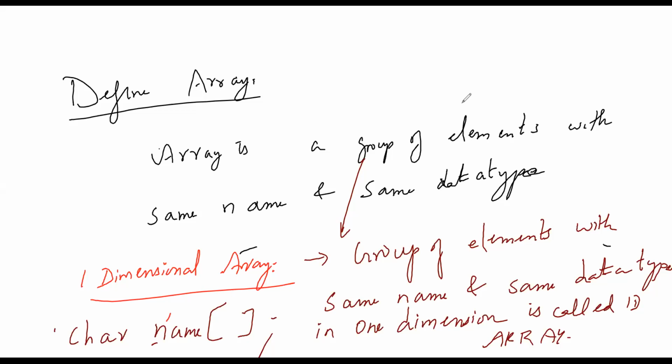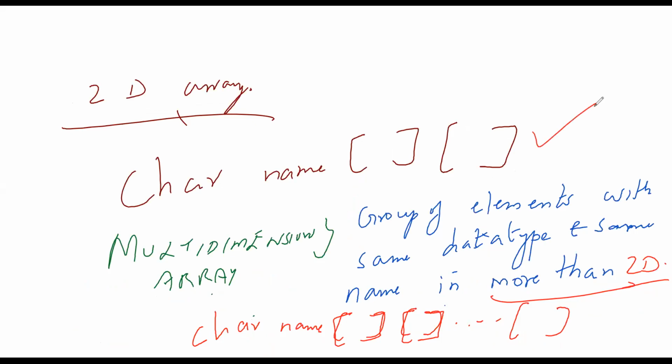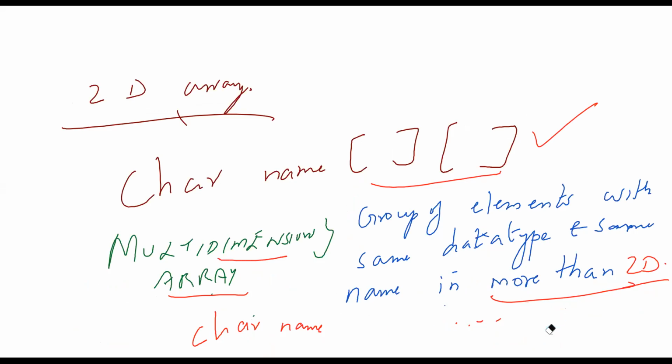Yes, sir. One dimension, two dimensional, clear. Correct? If there are more than 2 brackets. Here, how many brackets are there? Two brackets are there. Here, how many brackets are there in multi-dimension? I'll erase these things. Same thing I'm putting, char name. But how many brackets will I put? I will put 1, 2. If I want, I can put 3. I can put 4. I can put n number of brackets.